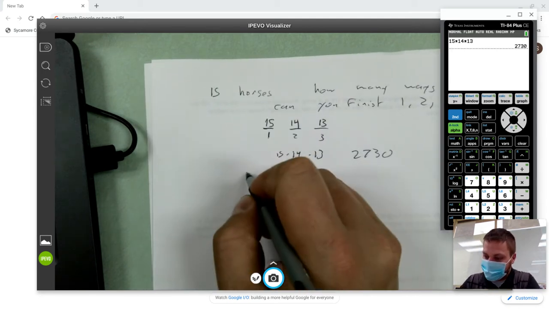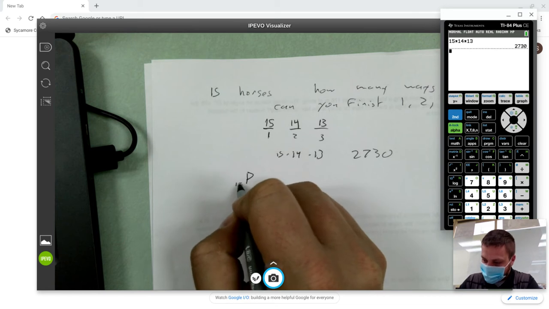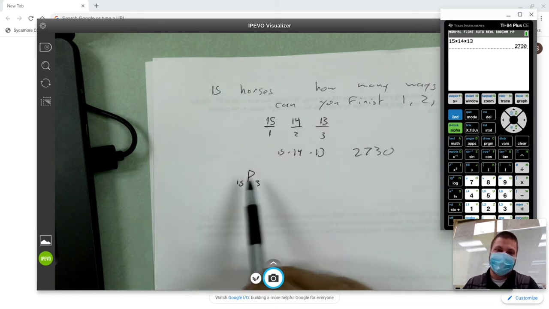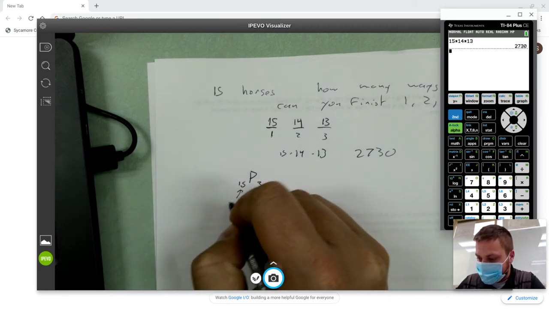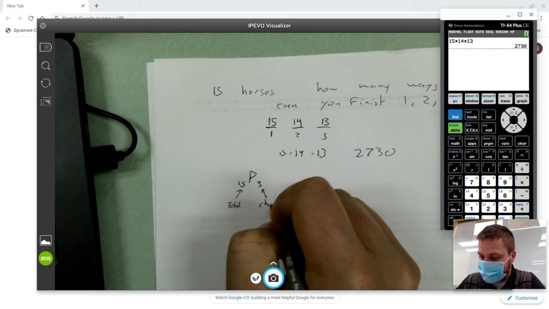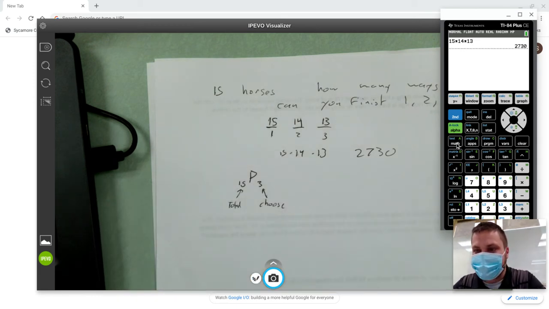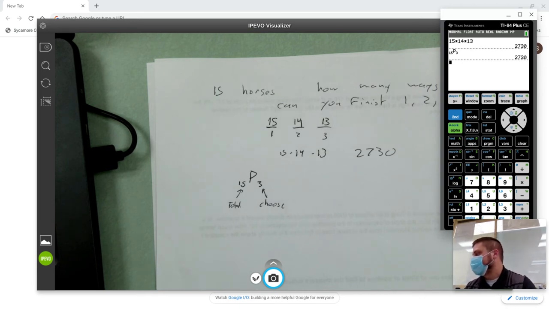Now, the other way to do this is a permutation. 15 choose 3. That's how you say this. Permutation 15 choose 3. Okay, your total goes here. Your choose number goes here. And this is a button on your calculator. You go to math, arrow over to probability. Okay, and here is my permutation button. I will put my 15 here. I'll put my 3 here, and we'll get the same answer as we did before, of course, 2,730.